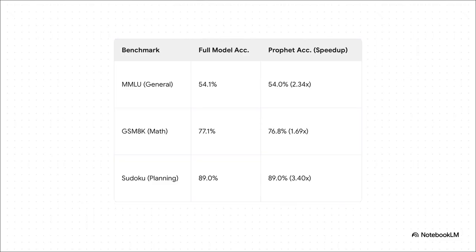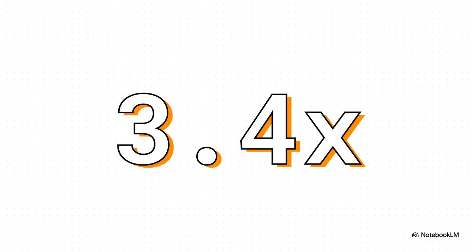On the MMLU General Knowledge Test, Prophet got a 2.34 times speedup with basically the exact same accuracy. On that hard math test, a 1.69 times speedup with a tiny 0.3% dip in accuracy. But then look at a complex planning task like Sudoku. It kept the exact same accuracy while being an incredible 3.4 times faster. I mean, a 3.4x speedup on something as complex as Sudoku? That's a total game changer.